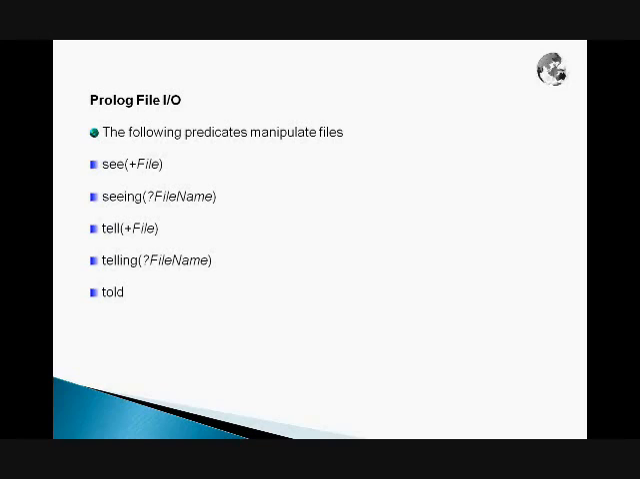telling(File). File name is unified with the name of the current output file. If it was opened by tell/1, it is the current output stream, if it is not user output, otherwise it is user. told closes the current output stream and resets it to user output.